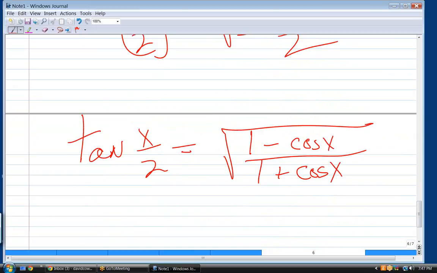There are 2 others, but I don't know why you would ever need the others. In other words, the only thing I need to figure out the tan of a half angle is what the cosine of that angle is. And the others they give are a mixture of cosine and sine.